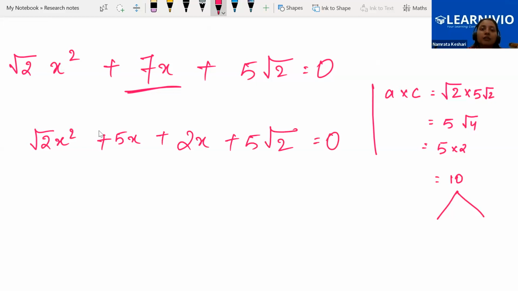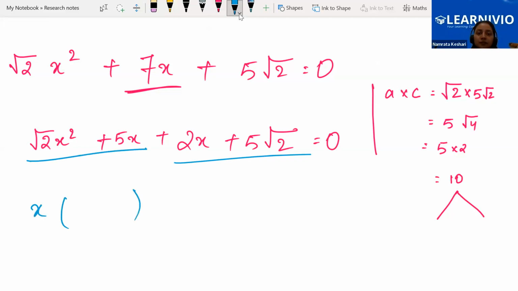Perfect. Now we will take out the common factor from the first two terms and from the next two terms. Let's take out the common factor from the first two terms. What is the common factor, Zoha? Can we take x as a common factor? Yeah, x is a common factor. And what will be remaining? We get root 2 x plus 5. And what is the common factor from the next two terms, Zoha?